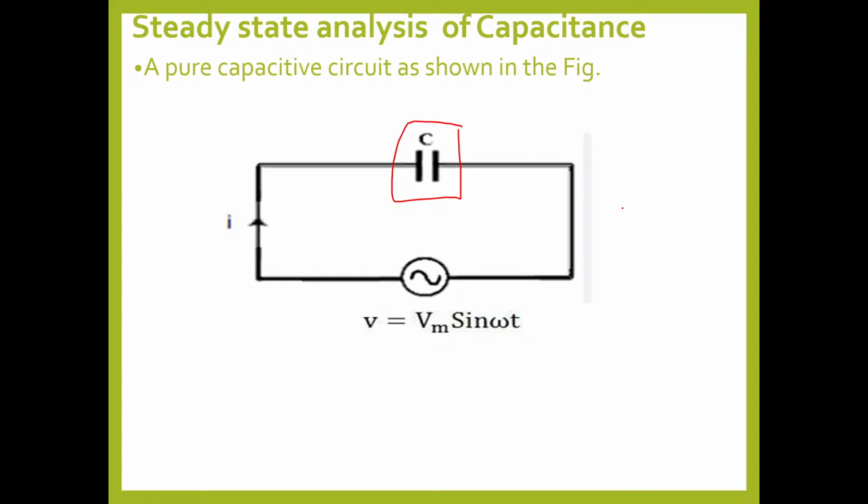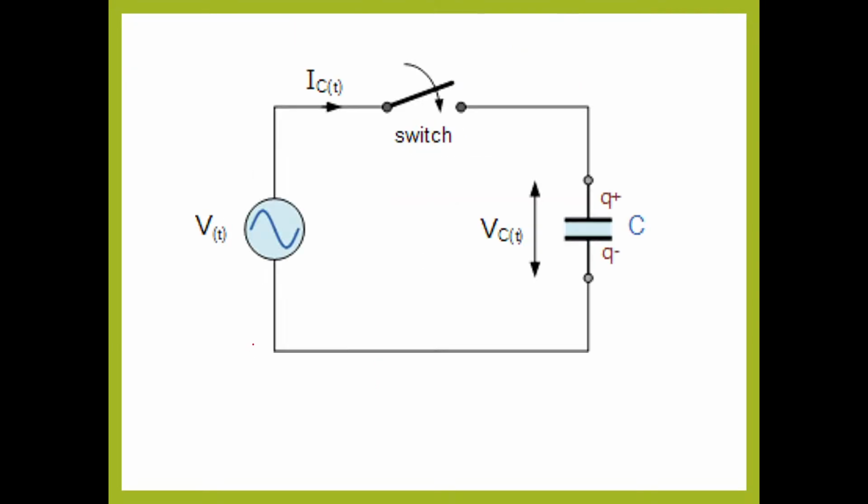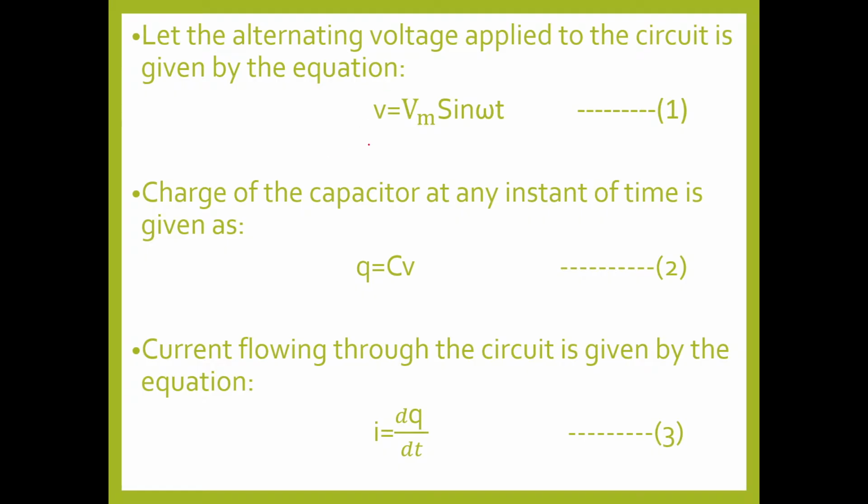Now what is our voltage here? Supply voltage is V equal to Vm sin omega t. Consider that expression. When supply is given, the capacitor starts to charge. Let us assume Q is the charge, given by C into V. You can calculate the charge across the capacitor by the equation Q equal to C into V.